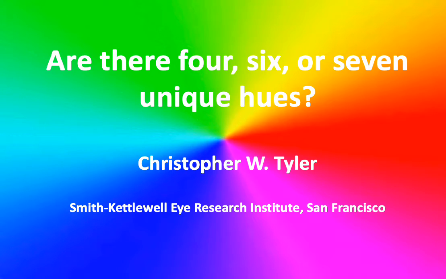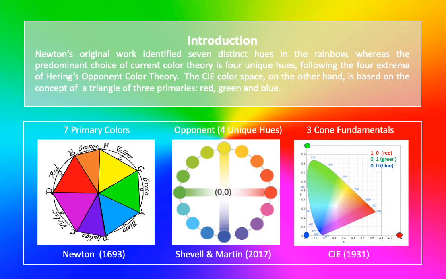My topic today is just how to think about the concept of unique hues in human color vision. Specifically, should there be considered to be 4, 6, or 7 unique hues? As we know, Newton's original work identified 7 distinct hues in the rainbow, whereas the predominant choice of current color theory is 4 unique hues, following the 4 extrema of Hering's opponent color theory.